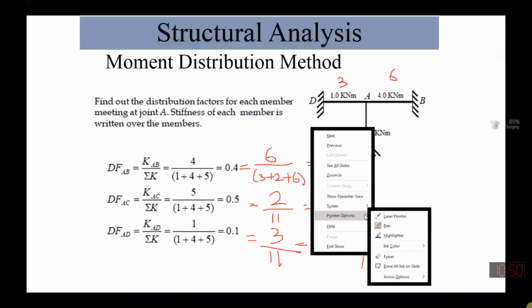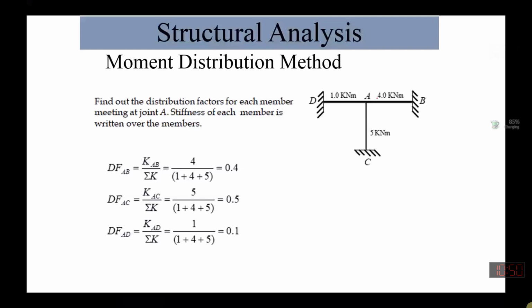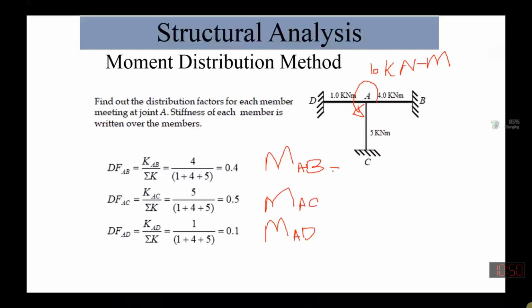So now if I ask you students one more thing: let's say we have applied a moment over here of 10 kilonewton meter. How much will be the moment within member AB? How much will be distributed to AC? And how much will be distributed to AD? Can anybody tell me? Sir, we will multiply the calculated factors by 10. Very beautiful.